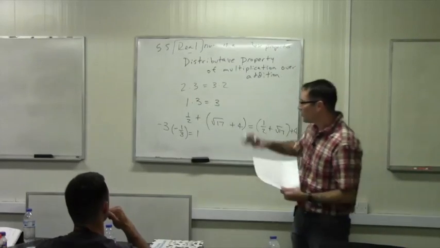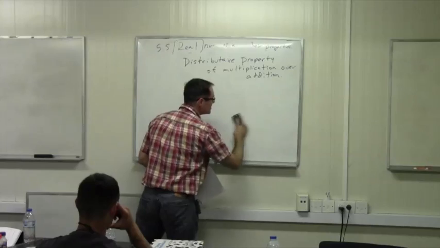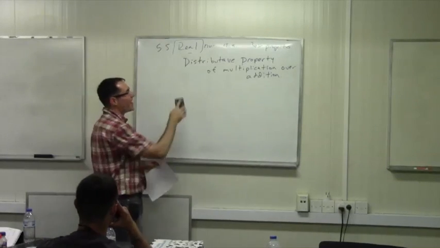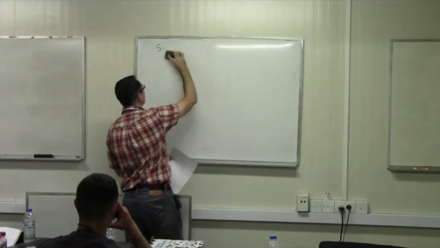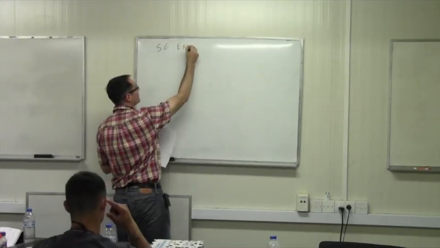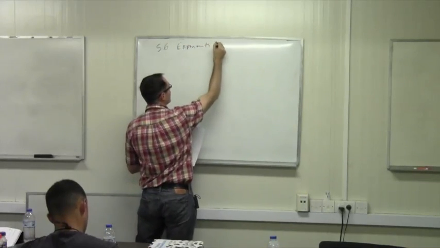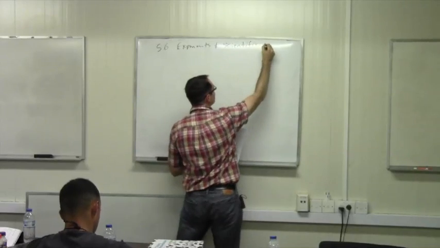All right, so that was 5.5. Now we're going to go into 5.6. 5.6 is about exponents and this thing called scientific notation. Exponents and scientific notation.